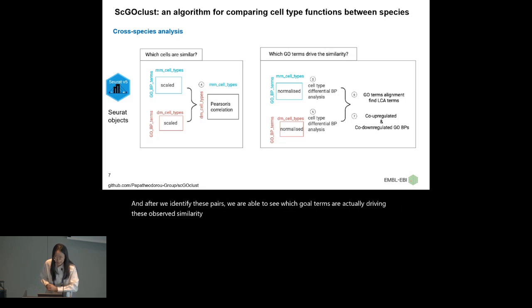The way we do this is by taking the normalized matrix and calculating the differential. It's analogous to differential expression, but a differential biological process activity. Then after we collect these GO terms, we use an alignment method to find their last common ancestors so we don't miss any terms, and we are able to generate the final co-upregulated and co-downregulated GO BP terms across the two species in this particular pair of cell types.